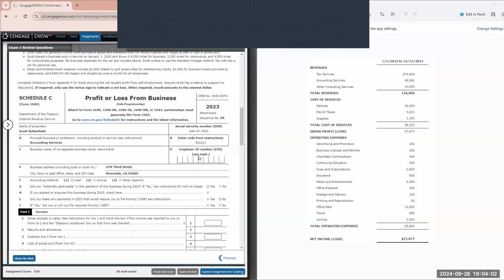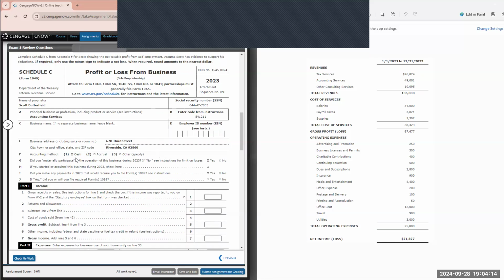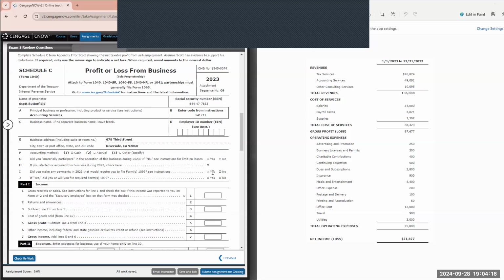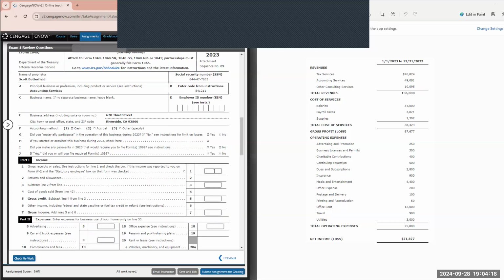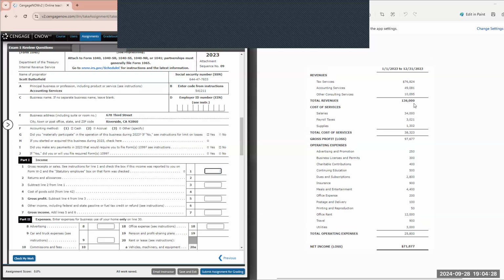So here we have the profit and loss. And again, we have the information here. Scott Butterfield is the name of the proprietor. We have his social security number. We have the code from the instructions. The business address is asking for the accounting method. Did he materially participate? So we start off with part one, which details our income. So we input our total revenue. In this case, it represents $136,000, which comes from tax services, accounting services, and other consulting services. So we have income of $136,000.